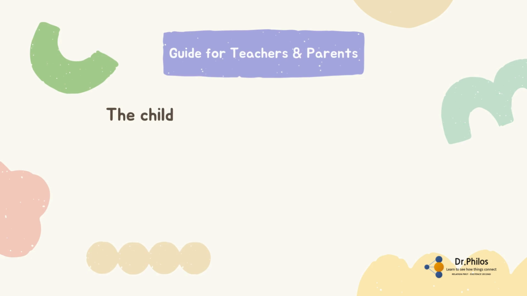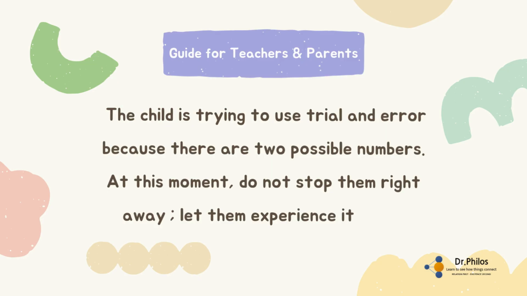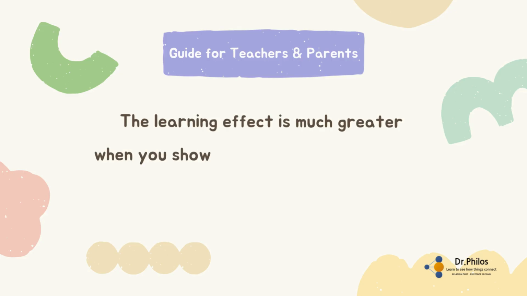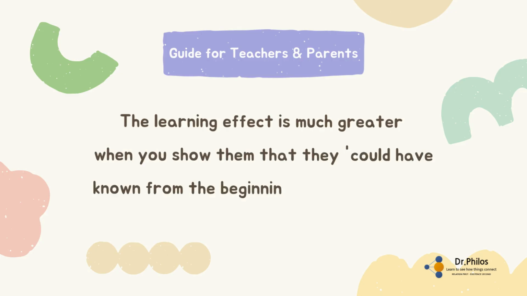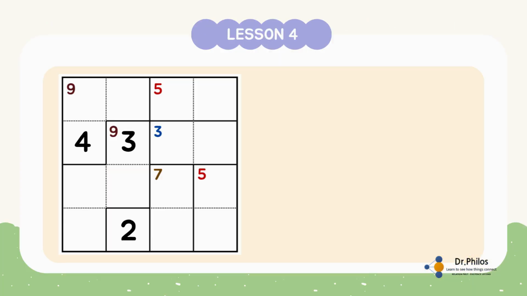The child is trying to use trial and error because there are 2 possible numbers. At this moment, do not stop them right away. Let them experience it once. The learning effect is much greater when you show them that they could have known from the beginning, right after they experience trial and error. Go ahead and try.